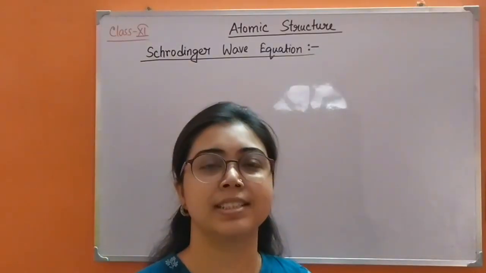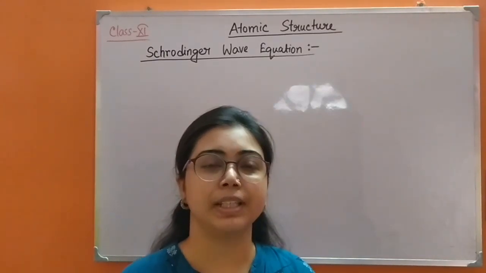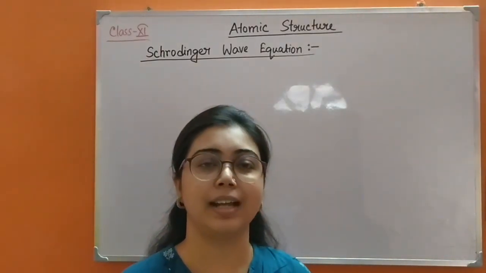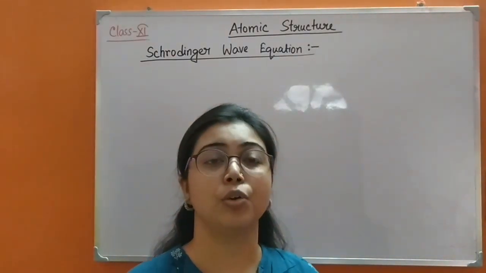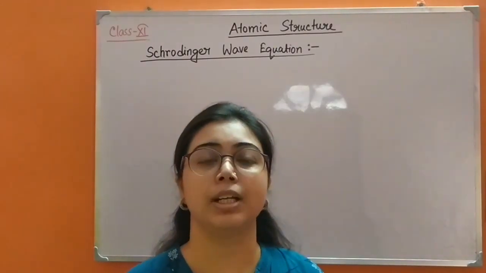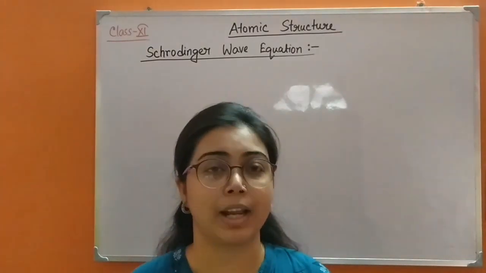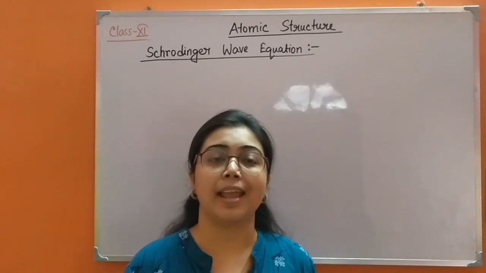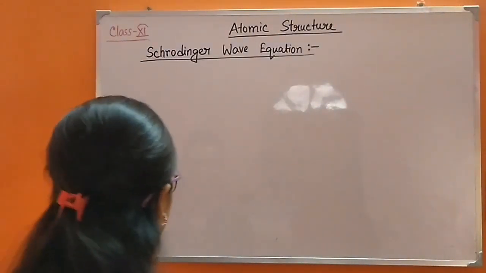In this class, we will discuss the Schrödinger wave equation. To explain the behavior of electron in an atom, Schrödinger formulated a new mechanics known as wave mechanics or quantum mechanics. These mechanics gave birth to a new model of atom known as the wave mechanical model of atom or quantum mechanical model of atom. Here, a very important equation is the Schrödinger wave equation.